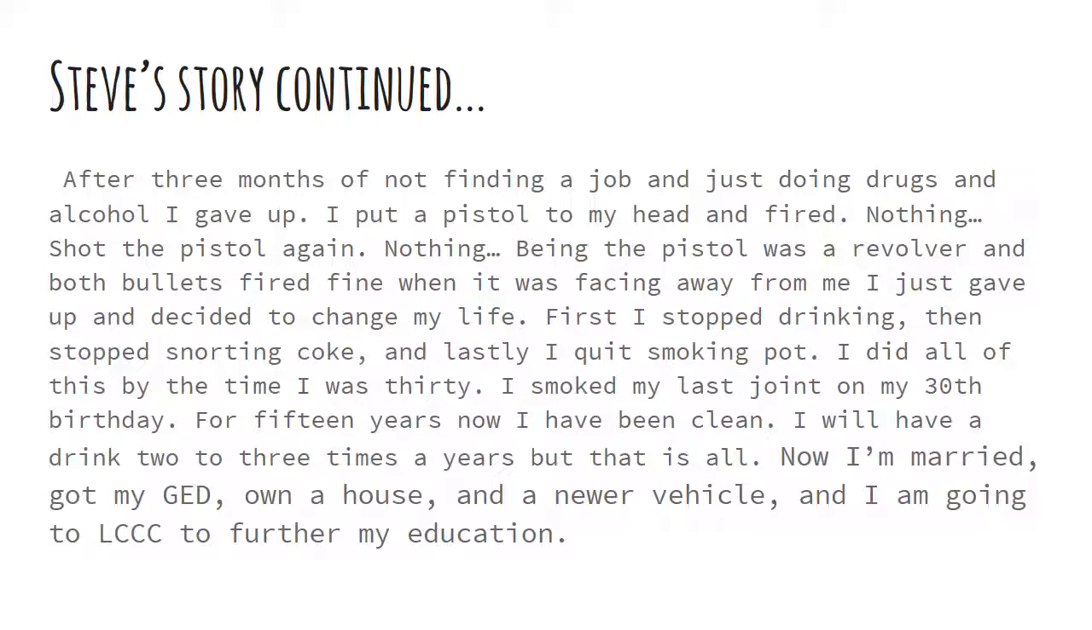First, I stopped drinking, then stopped snorting coke, and lastly, I quit smoking pot. I did all this by the time I was 30. I smoked my last joint on my 30th birthday. For 15 years now, I've been clean. I will have a drink 2 or 3 times a year, but that is all. Now I'm married, got my GED, own a house, a new vehicle, and I'm going to LCCC to further my education.